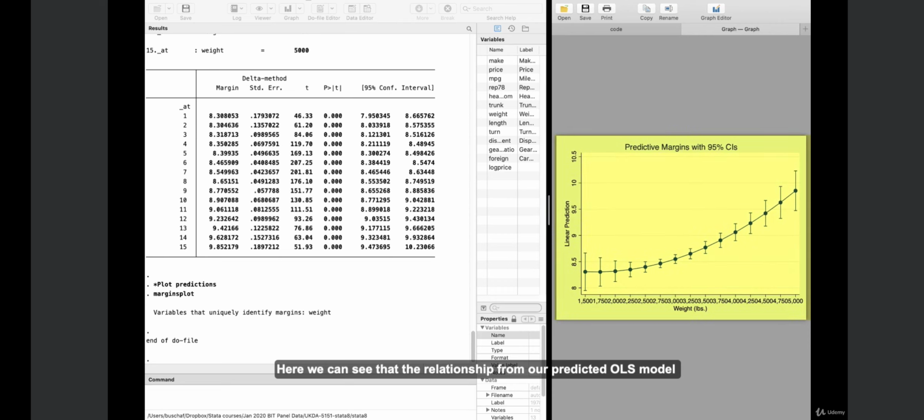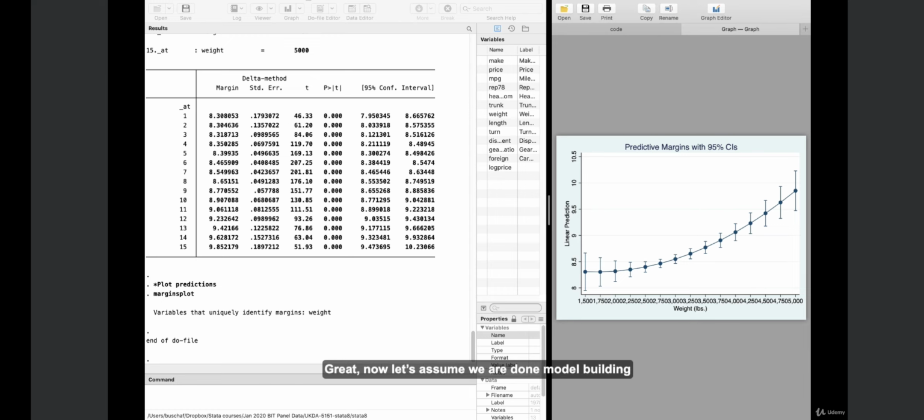Here we can see that the relationship from our predicted ordinary least squares model between weight and log price is not actually linear, but appears to be quadratic in nature. In other words, there is a curve going through the relationship between price and weight. As weight increases, the log price increases more and more and more.